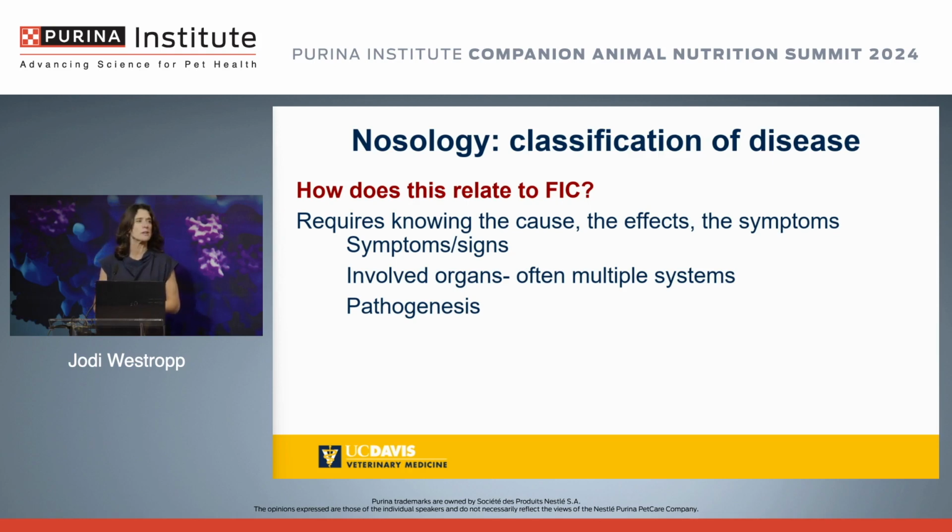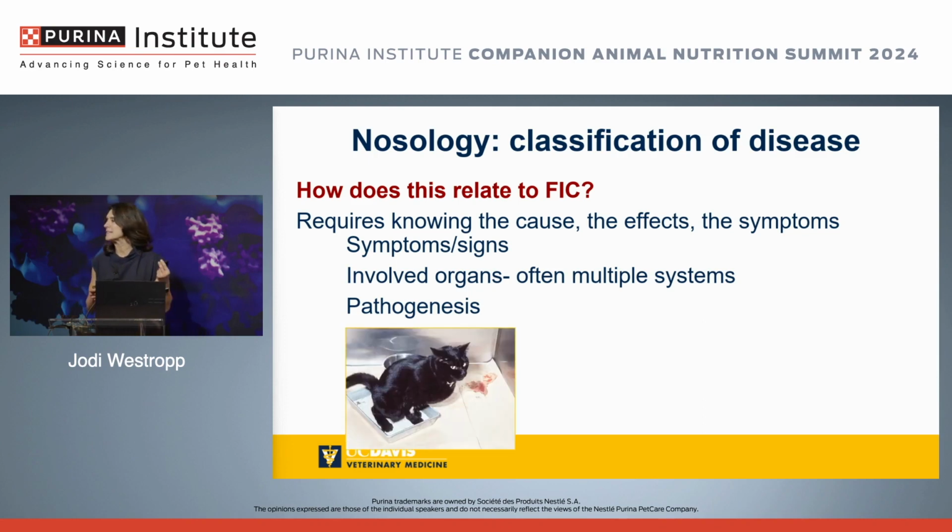So as I said, I want to talk very briefly about the classification of diseases, which is nosology. This is the medical science that deals with classification of diseases, and it requires knowing both the cause and the effects, or the symptoms, of the disease. Now, how does this relate to a disease like FIC? Well, if we look at symptoms and signs, we know these cats have stranguria, pollakiuria, hematuria. And probably many years ago, we talked about this disease and called it feline lower urinary tract disease. Makes sense with the symptoms.